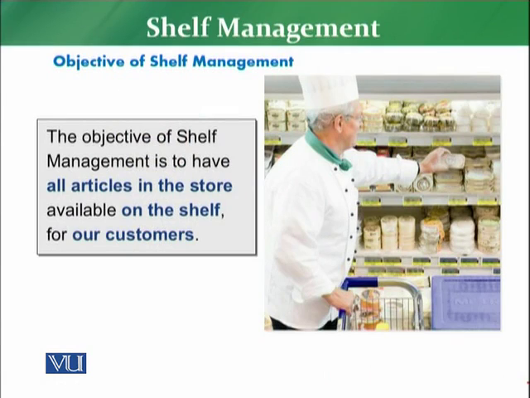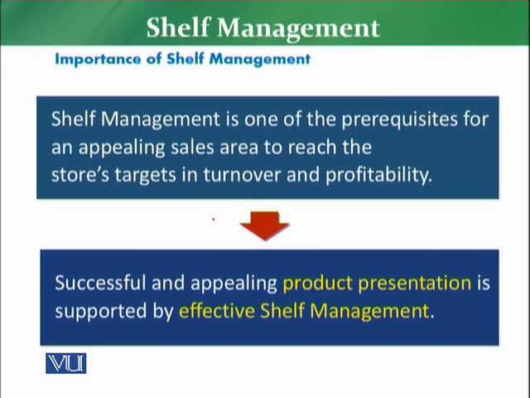So the main objective of shelf management is to have all articles in the store available on the shelf for our customers. Whether your customer is an A category, B category or C category customer, whatever the segment of the customer, of course they are your target customer. So the objective is that all articles are available on the shelf, so that once the customer is at the shelf to buy, the products are readily available for this particular customer.